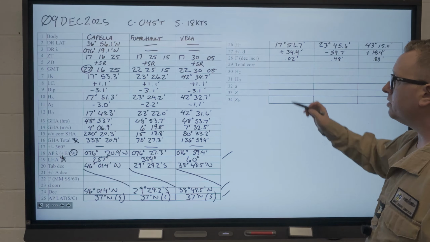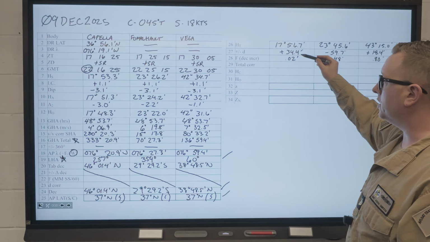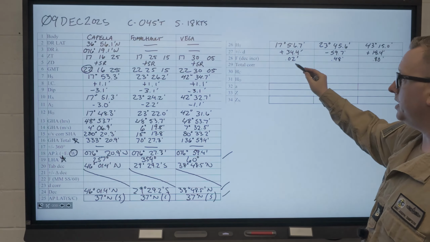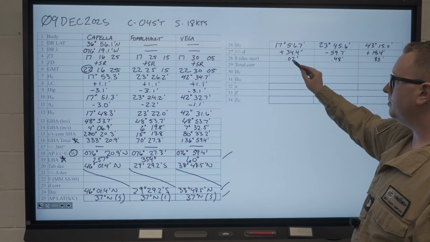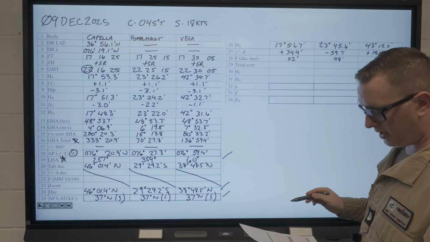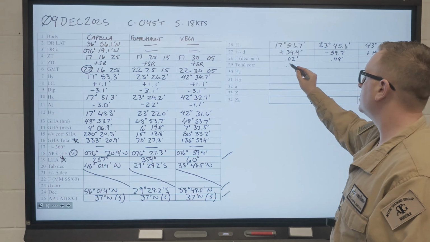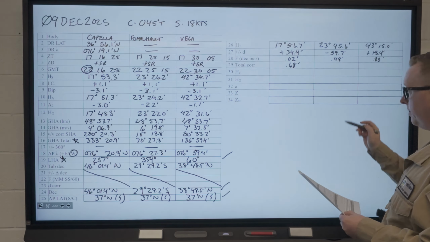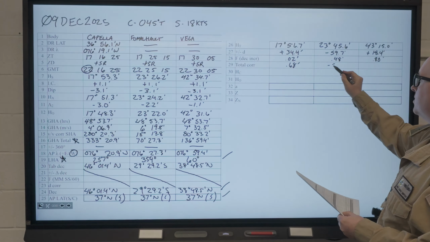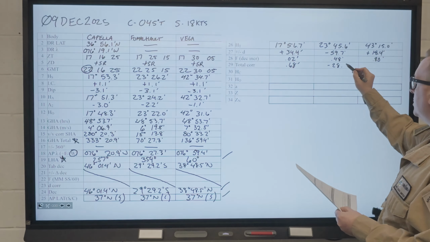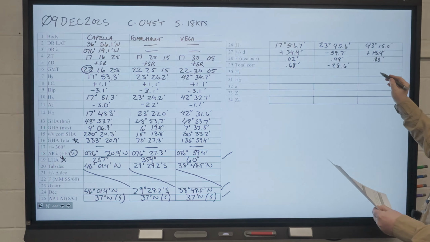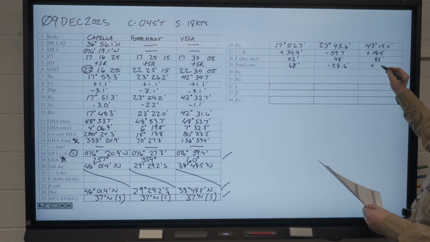And to get the total correction, number 29, you're going to multiply these together. For Capella, multiplying 34.4 by 0.02, we end up getting 0.68 minutes. Fomalhaut, we got minus 28.6 minutes. And then finally, Vega, we got plus 14.7 minutes.